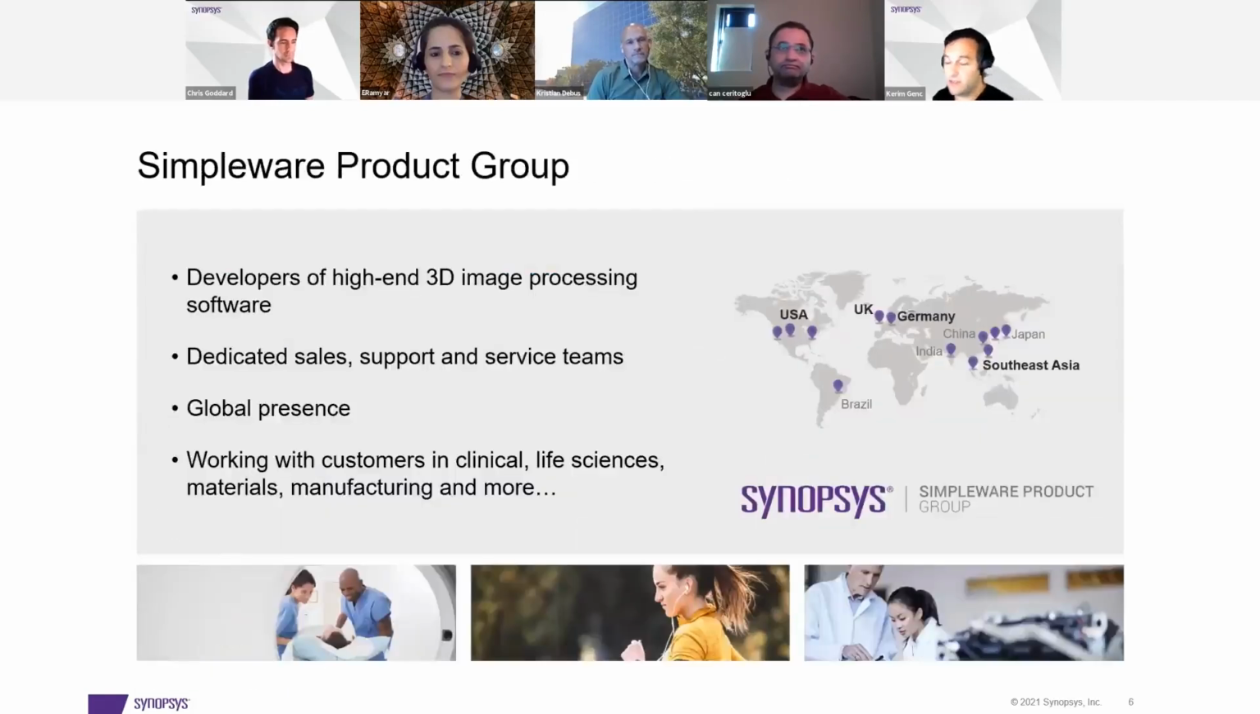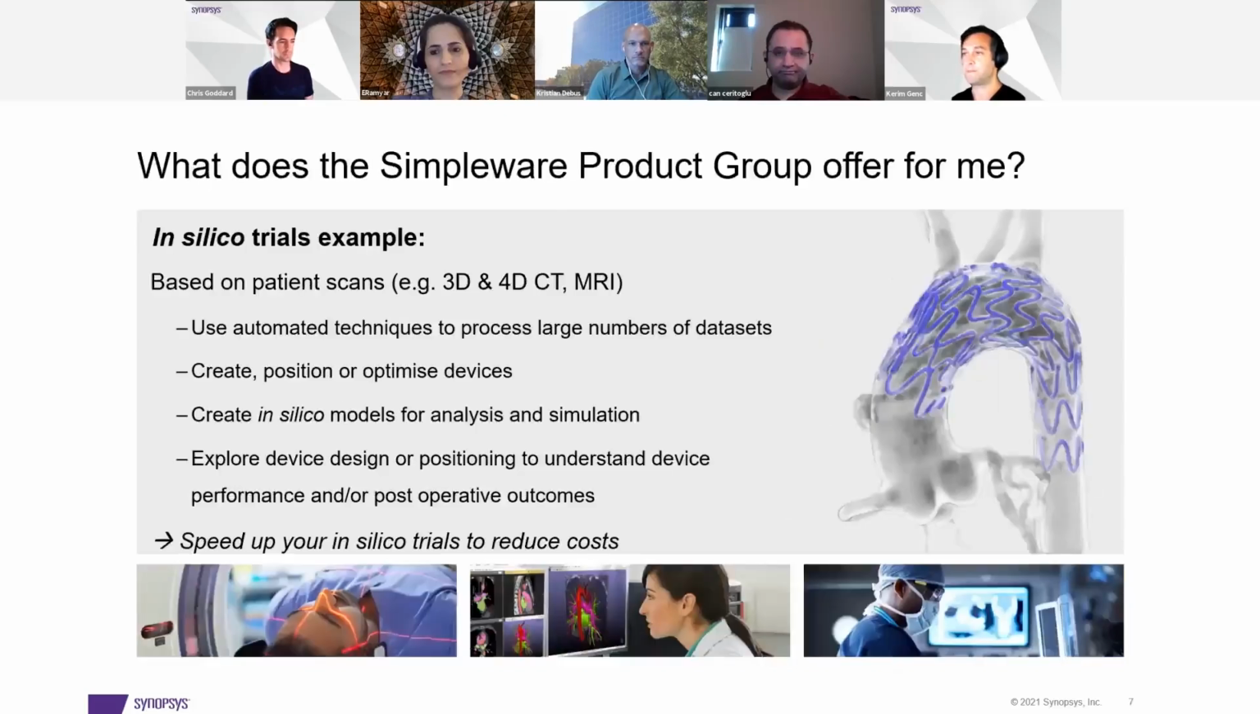With regards to the Simpleware product group, which is who we are, we develop high-end 3D image processing software to go from 3D images to models. That's the 50,000-foot view of what we do and what we try to accomplish. And with that, we work with partners and collaborators on projects such as the one that we're about to show. We have service and sales around the world, and we work with different customers in clinical life sciences applications, also on more of the industrial side of things as well, with materials and manufacturing.